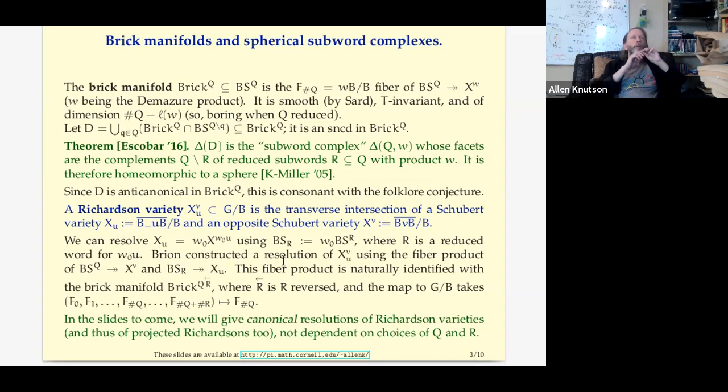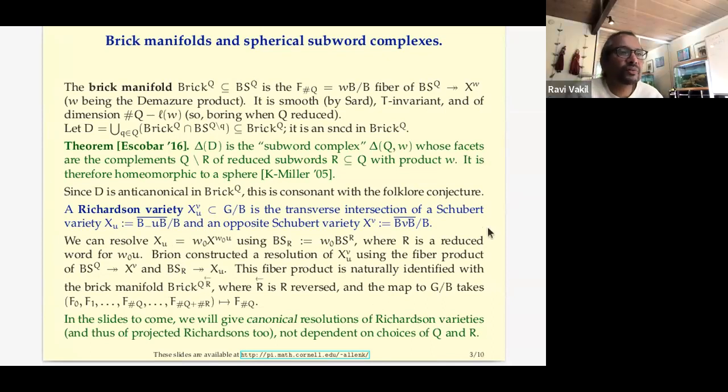So if you think about it a little bit, you can figure out that such a thing is in fact a brick manifold. And I think I've been screwing around enough that I won't take time to do that, but you can ask me about it. So this is not a canonical, you're saying this is not a canonical resolution?